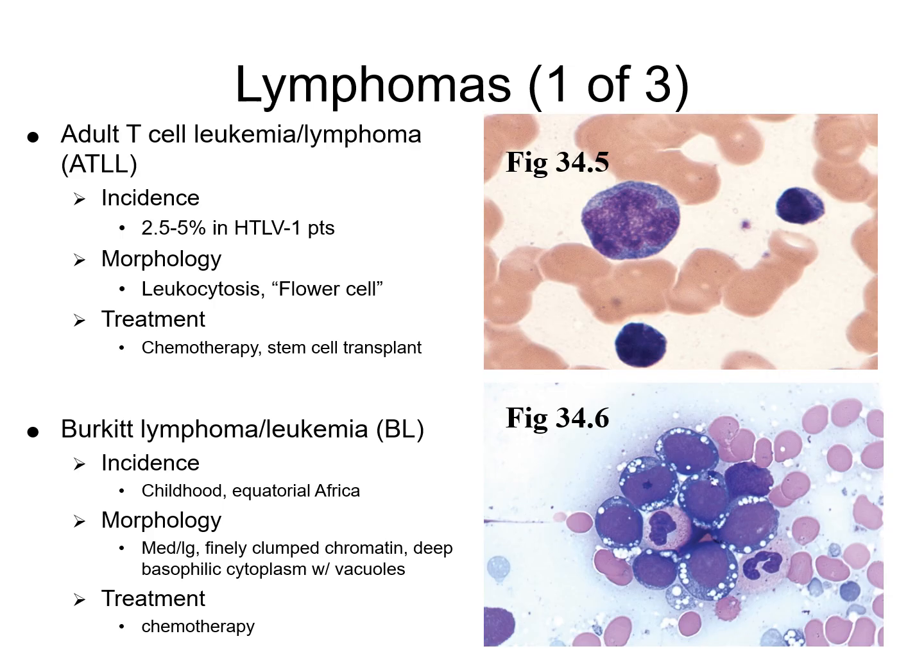Then we move on to Burkitt lymphoma. This is common in children, especially in Africa. It also occurs sporadically worldwide, including in adults.